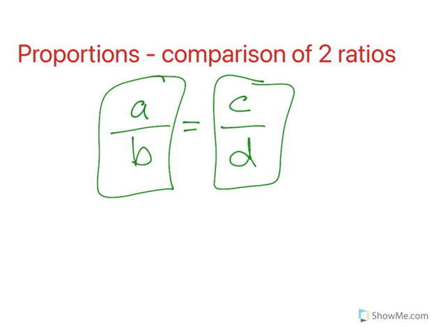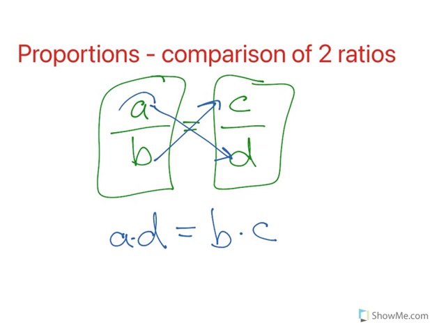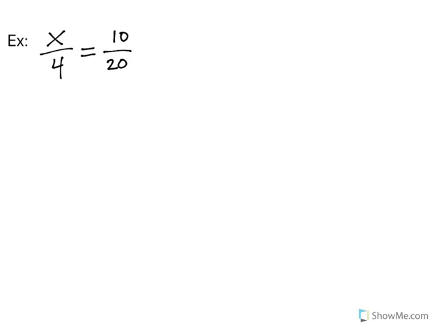Now, generally, there are multiple ways you can solve a proportion, but I think the most common, at least in my world, is cross multiplying. So A times D equals B times C. The numerator of one ratio times the denominator of the other equals the numerator of the other times the denominator of the one. That's the idea of cross products or cross multiplying. So let's do some basics.